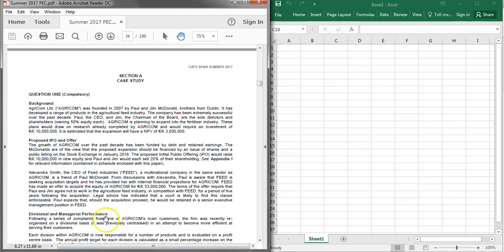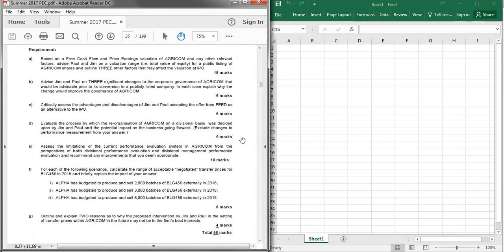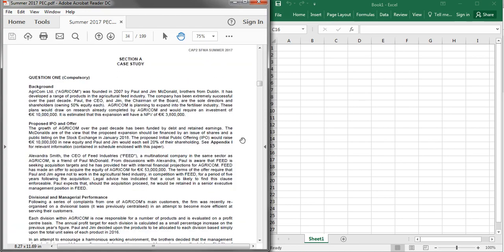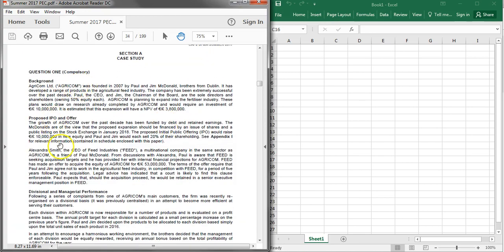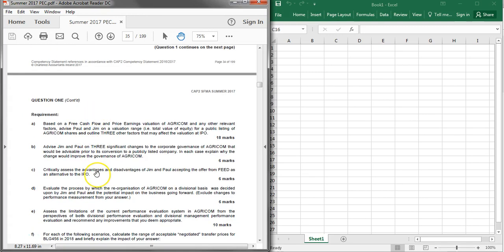This screencast is looking at Summer 17 question 1, particularly focused on part F and part G on transfer pricing. So hopefully you've read through the question, even attempted the requirements. One thing you'll note as you read through the case studies in SFMA is the examiner will use headings in terms of paragraphs to map to sections of requirements. So for example, the proposed IPO and offer paragraphs here under the heading will map to A, B and C, which are all related to the proposed IPO and the offer.